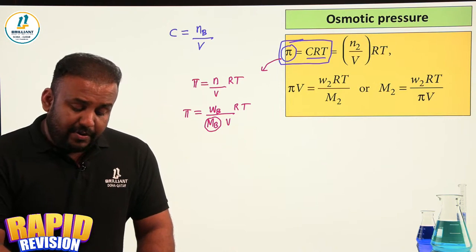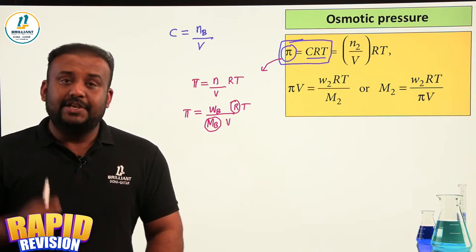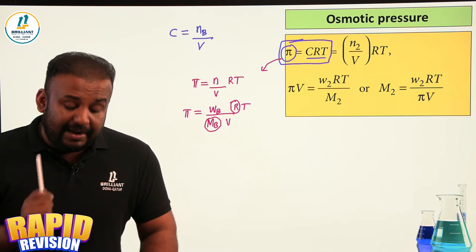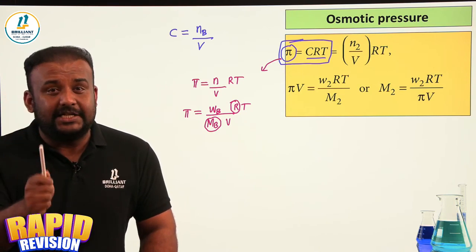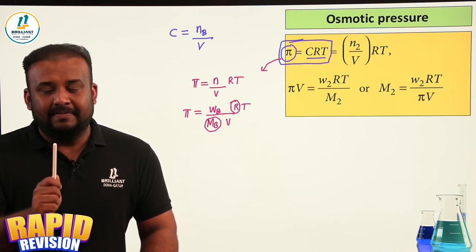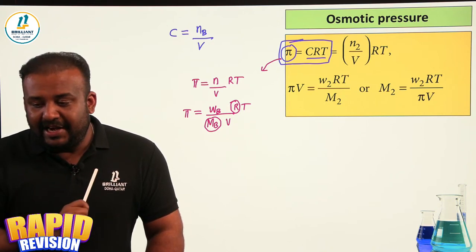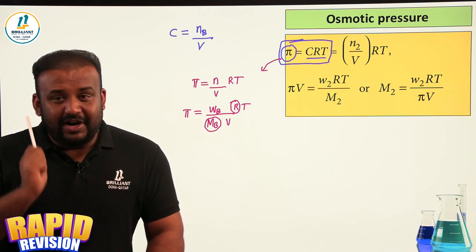Right. Now what is R? R is universal gas constant. Remember, this is an equation of pressure. It's not related to energy. You understand, Dhruvil? It's not related to energy.